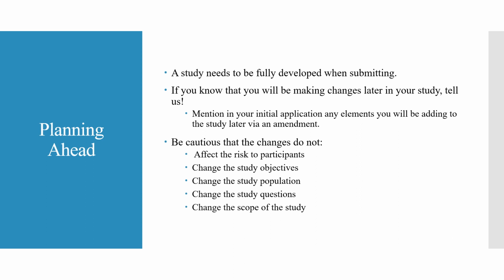Make sure that they are not affecting the risk to your participants. They're not changing your study objectives. If you're changing the study population, you have to be really careful. So let's say you were working with adults previously and now you want to work with kids. That could change those risks pretty significantly. So just keep that in mind. You want to make sure that you are cautious if you're changing the study questions, that they aren't increasing that level of risk, and overall that these changes in these amendments aren't changing the entire scope of the study.